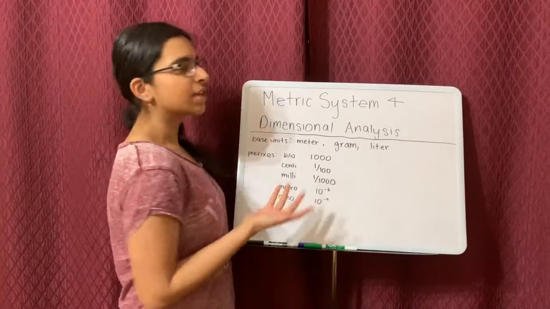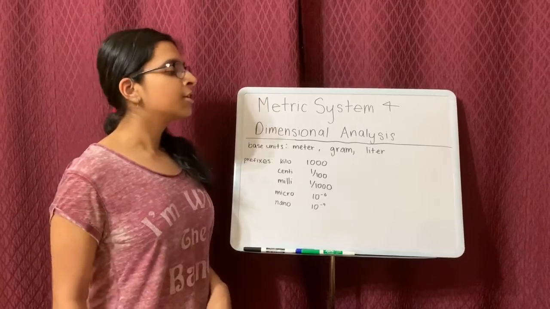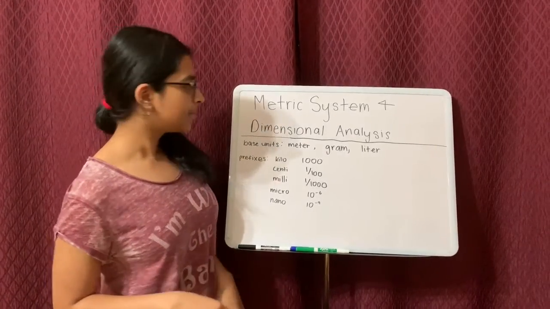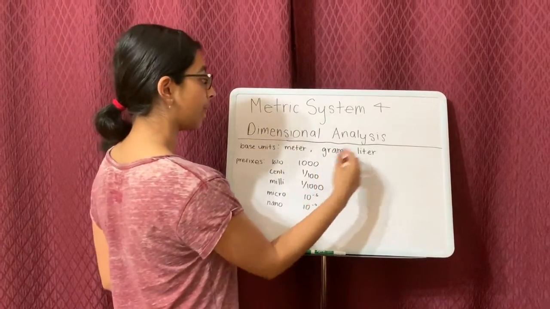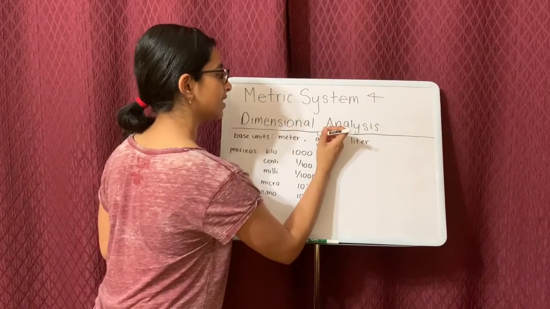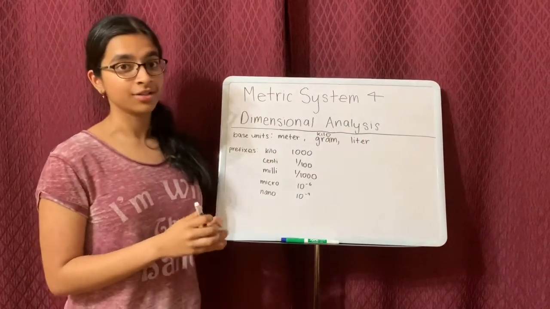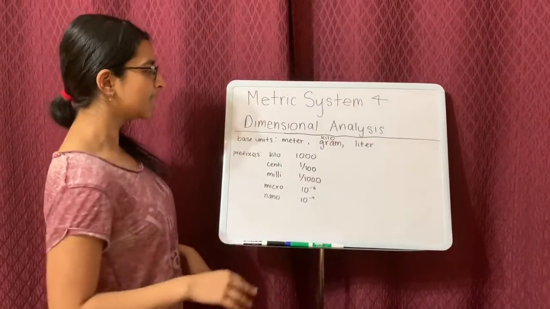So there are several types of base units for every kind of measurement you could want to make, but the three big ones that you're going to be using a lot in chemistry are the meter, the gram, and the liter. This is actually slightly misleading. I should add that the kilogram is the base unit for mass. It's not actually the gram.